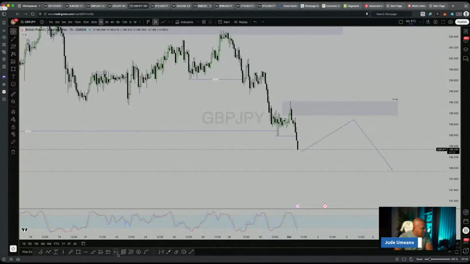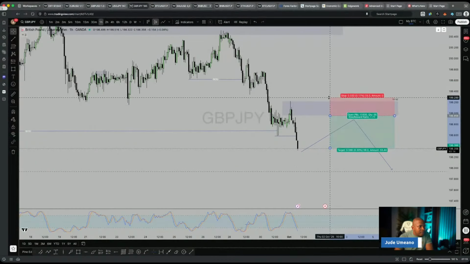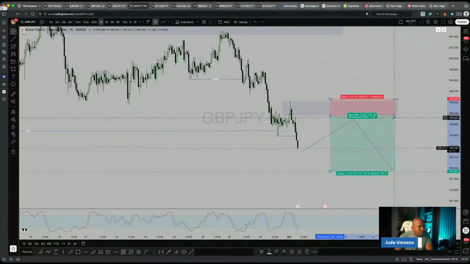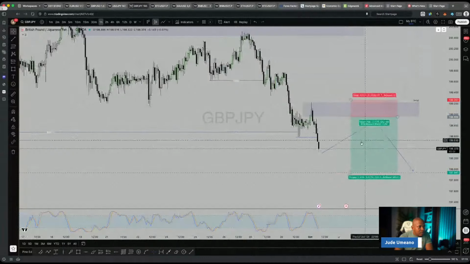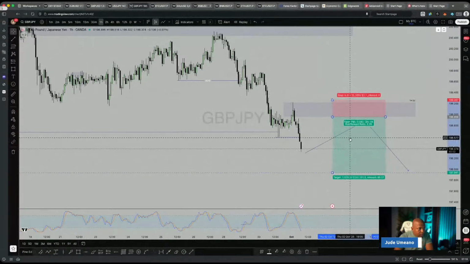I'm looking at this short position from here. This is the high, and we target this low. Okay, 3.26 aligns with our strategy. Now let's refine this further on the 15 minutes.